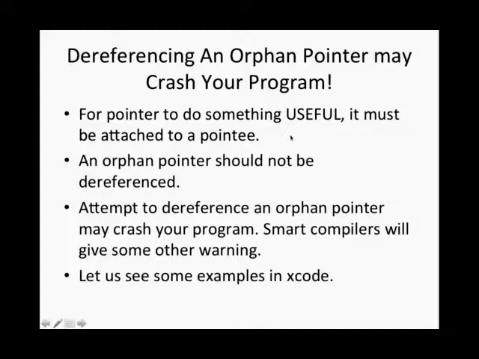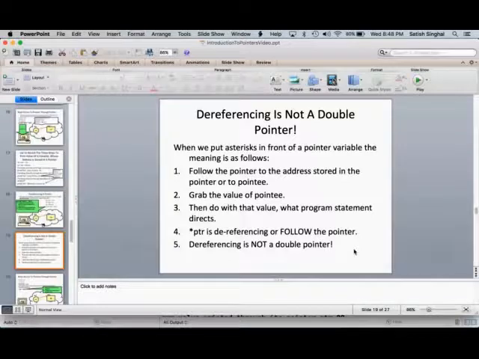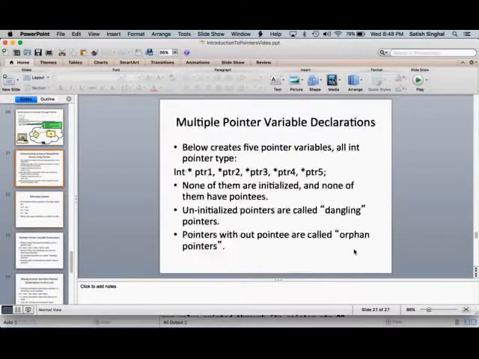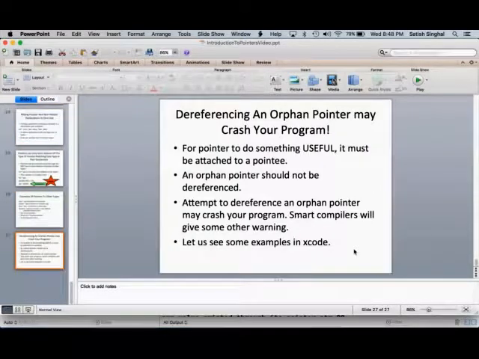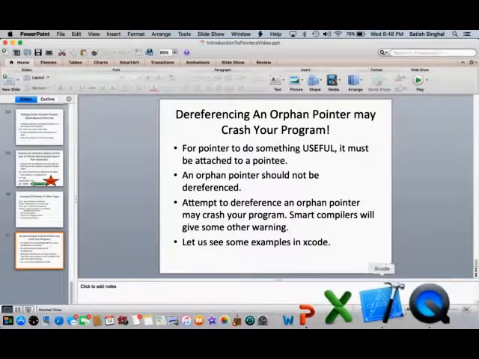For pointers to do something useful, they must be attached to a pointee. Pointers are totally useless if they are not attached to a pointee. So orphan pointers should not be dereferenced. An attempt to dereference an orphan pointer may crash your program. Smart compilers will give some sort of warning. And in Xcode, it may not crash because it's a very smart compiler.